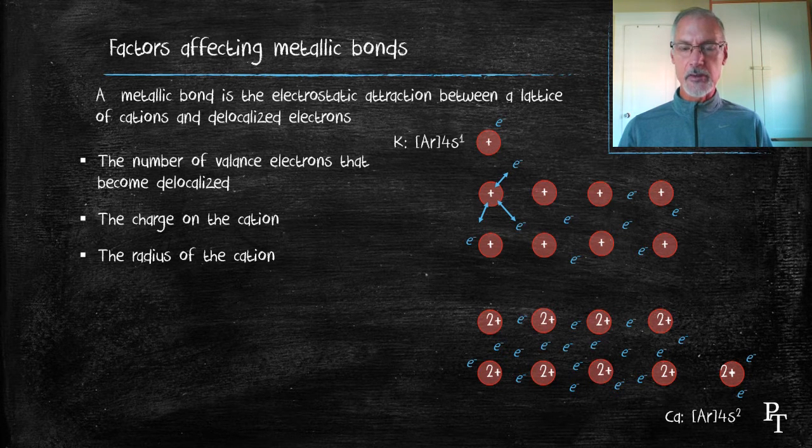So its lattice would look something like this. Our electrostatic attraction in this case would be much stronger, both because we have more electrons and we have a greater charge on our cation. In fact, that's reflected by looking at their melting points. Calcium melts at 842 degrees Celsius and potassium at around 64 degrees Celsius.